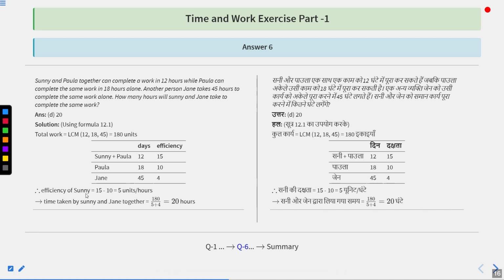So efficiency of Sunny is going to be how much? If we subtract the efficiency of Paula from Sunny plus Paula, that is 15 minus 10, that is 5 units per hour. It is the efficiency of Sunny.